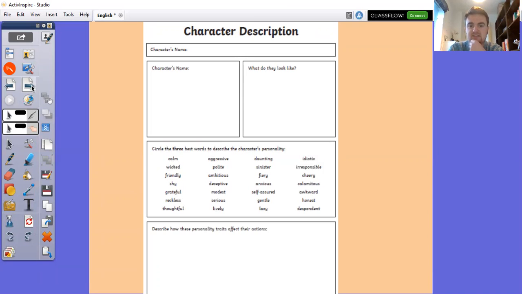How do their personality traits affect their actions? So if they are irresponsible, can you give an example of when they were irresponsible and what happens? If they are gentle, can you give an example of that? So how does the way they are affect the way they act?